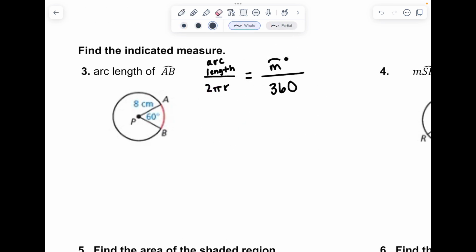Okay, for number 3, we need to use our arc length formula, which I have written up here at the top. So we just need to plug in the stuff that we know and then cross multiply and solve. So the arc length is what we don't know. So this, we're just going to put X. On the bottom, we have 2 pi r. So the only thing we need to fill in there is our radius. And we know our radius is right here from the center to the outside. That is 8.